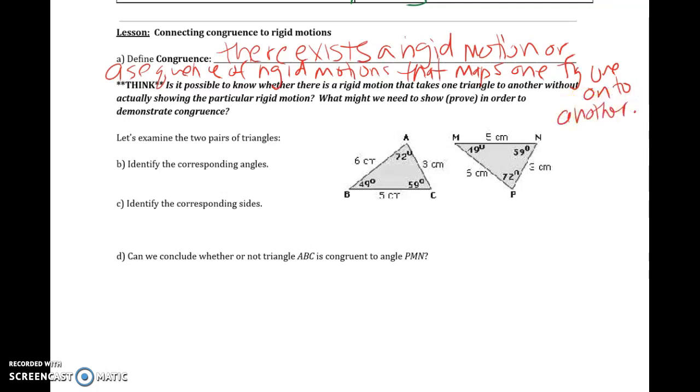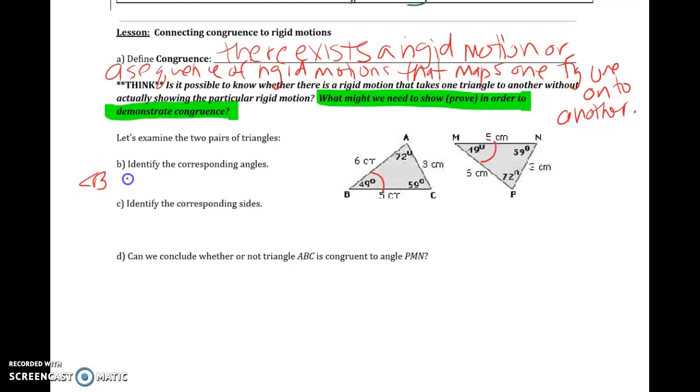Right, so think, is it possible to know whether there is a rigid motion that takes one triangle to another without actually showing that particular rigid motion? And more importantly, what might we need to show or prove in order to demonstrate congruence? So we have these two pairs of triangles below. Let's identify corresponding angles here. So we have 49 degrees here and 49 degrees here.